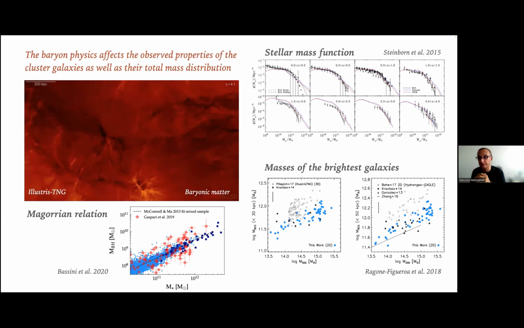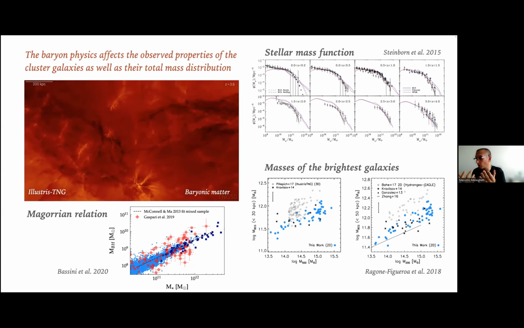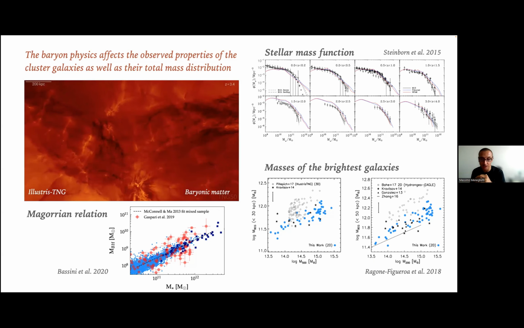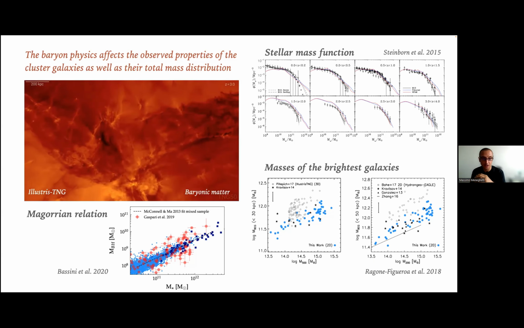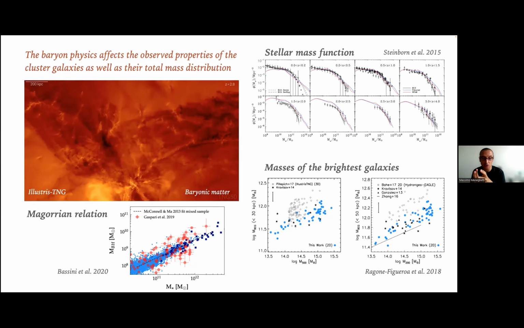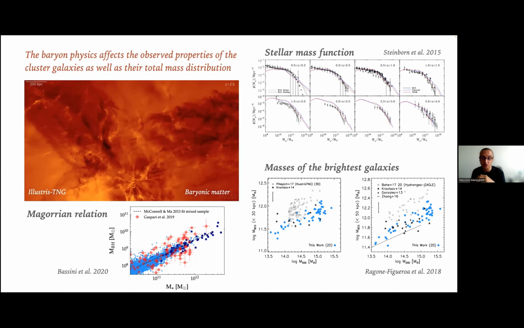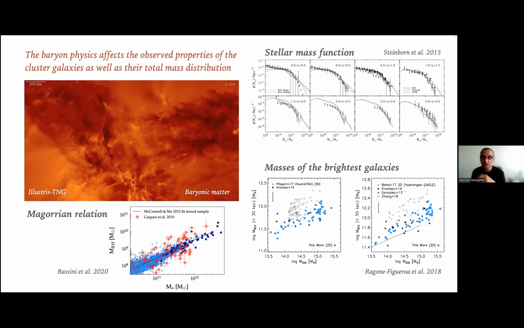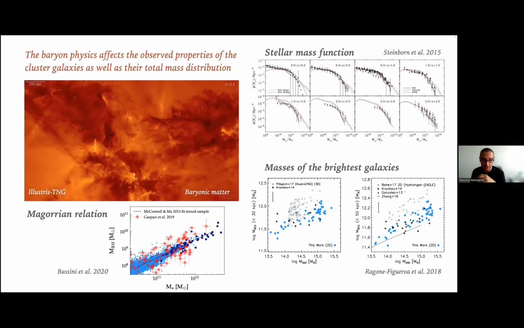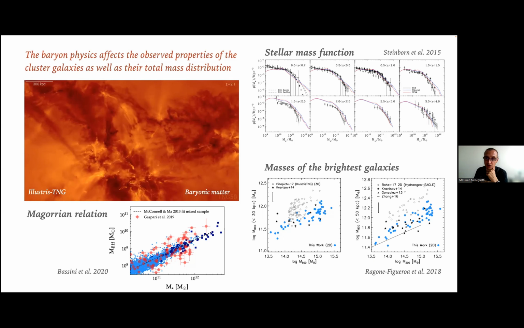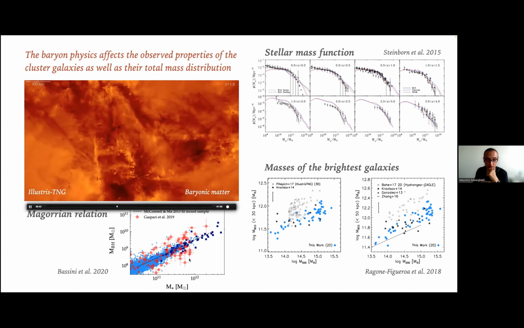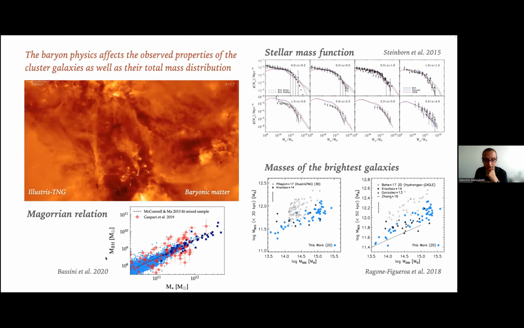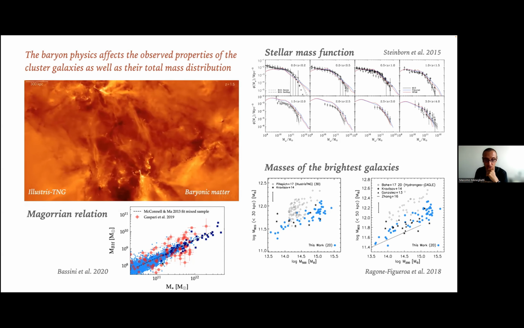And it is important that the baryonic physics is well reproducing some observable properties of galaxies in clusters. So our simulations, in particular the galaxy formation model which is implemented in them, have been tuned to reproduce some observable properties of galaxies in clusters, like, for example, the high mass end of the stellar mass function of the galaxies in clusters, or the Magorrian relation, so the relation between the black hole mass and the stellar mass of the host galaxies.